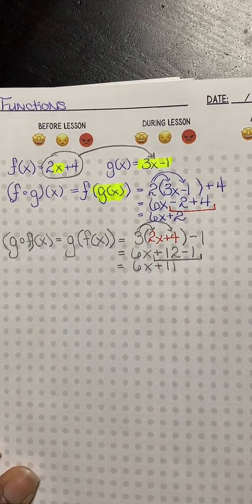What type of math is this? This is algebra. This is basically, I want to say, Algebra 1 into Algebra 2.